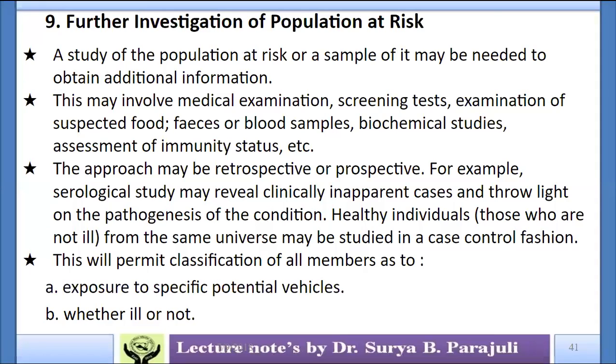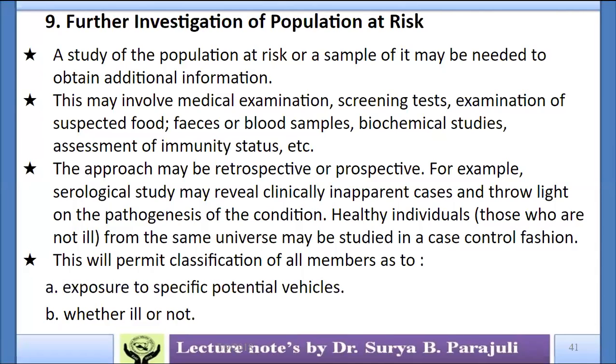Then the ninth step is further investigation of population networks. You should be clear, dear student, you should be clear. You need to formulate hypothesis, you need to test hypothesis. So after testing of hypothesis, you have some confirmed diagnosis. In terms of clinical science, you can say diagnosis. You have confirmed causative factors.